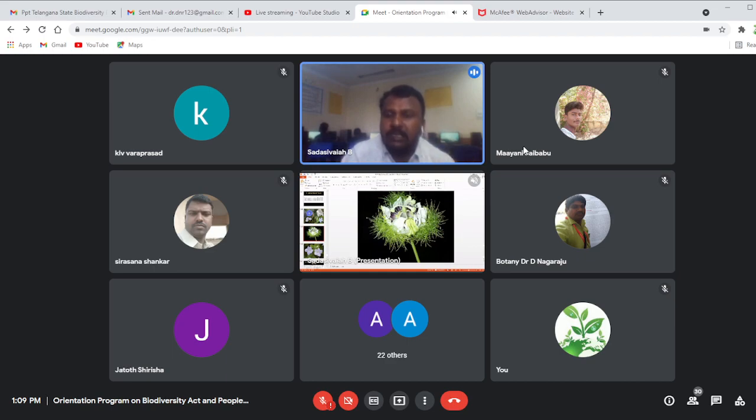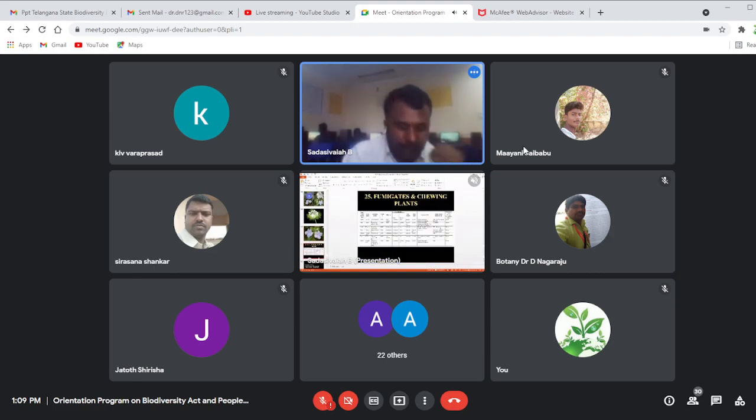Now you can see here, this is Passiflora foetida. The flowers are used as a wild ornamental, the fruits are edible. Both uses are coming. Again, Dipteracanthus. Then fumigates. This is another confusing format regarding fumigates or chewing plants.